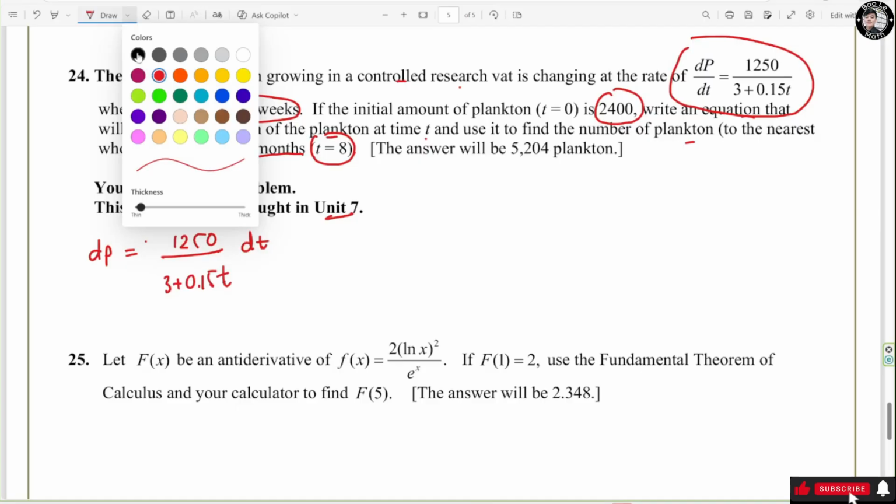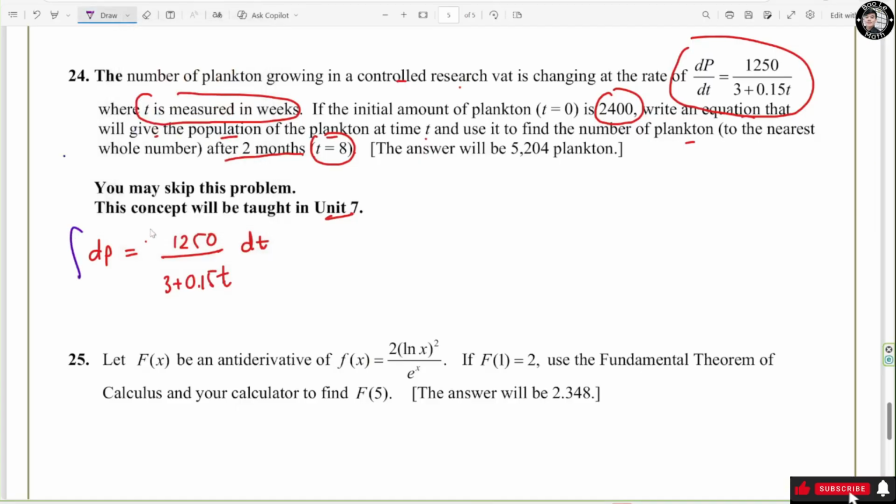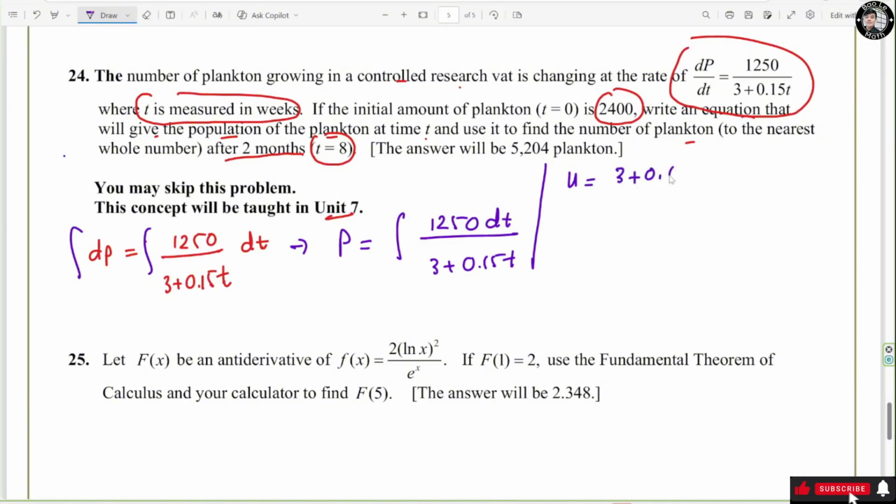Now we're going to take the antiderivative of both sides, right? So this guy turns out to be P equals the antiderivative of 1250 dt over 3 plus 0.15 t, right? Now we're going to use the u substitution, so we're going to let u be 3 plus 0.15 t. So du equals 0.15 dt, right?